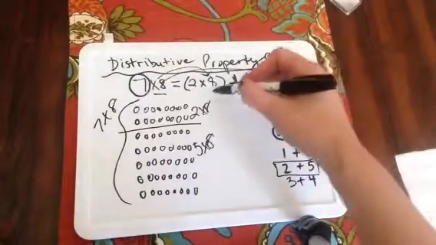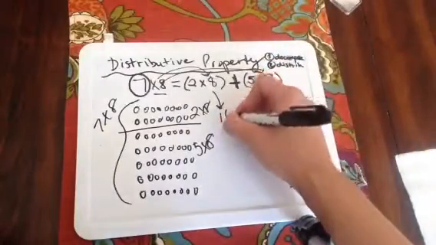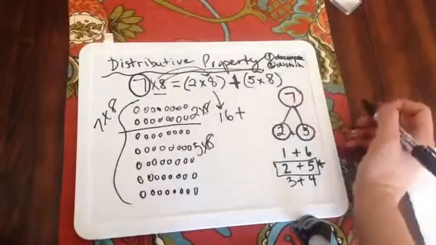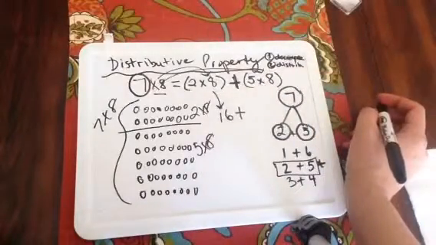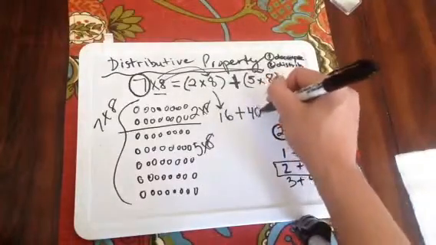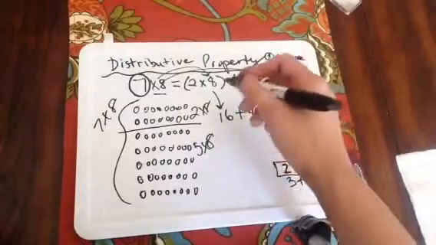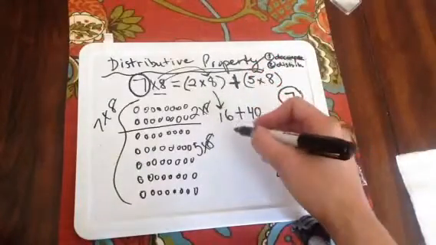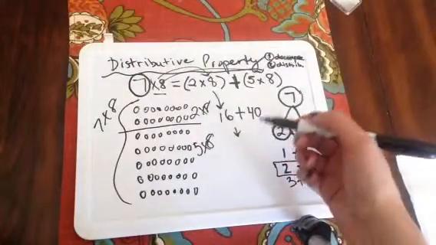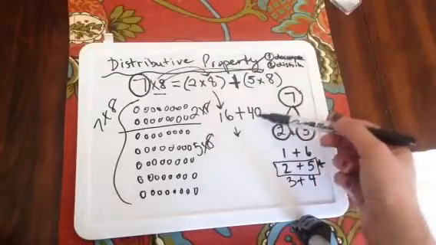So 2 times 8, we're dropping it down here, okay? 2 times 8 we know is 16, and we're going to drop down the addition sign plus, and 5 times 8. Since you should know your 5 facts and you can count easily by 5s, we know that 5 times 8 is 40. So now you have 16 plus 40. We're going to drop that down. We have to answer the final equation, right? So 7 times 8 equals 16 plus 40.